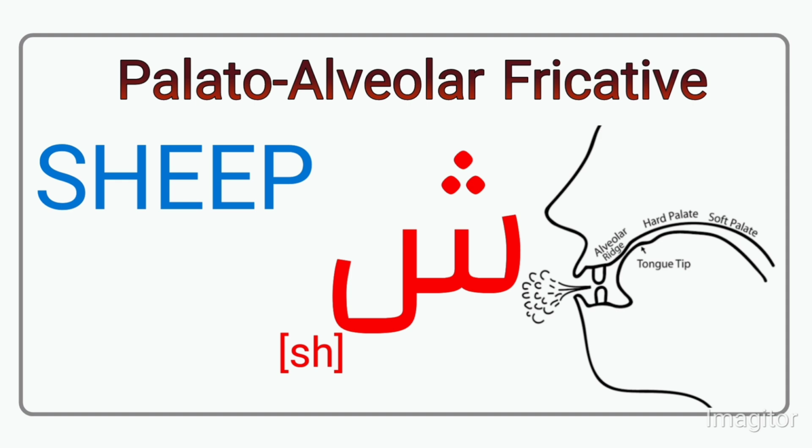The sound is produced when the front part of the tongue is raised close to the area just behind the alveolar ridge, near the hard palate. The air passes through a narrow space between the tongue and this region, creating friction and making sh sound that is similar to the sound sheep in English language.